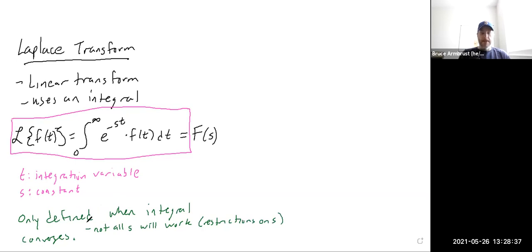The other thing that's going to happen when we say it's only defined when the integral converges is that not all functions will have a Laplace transform.